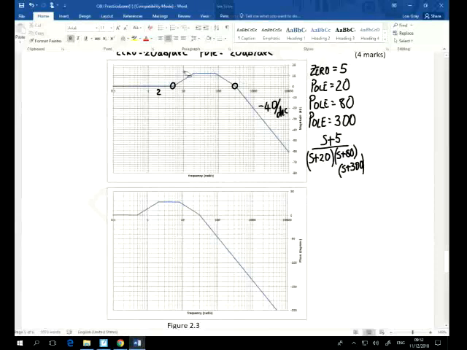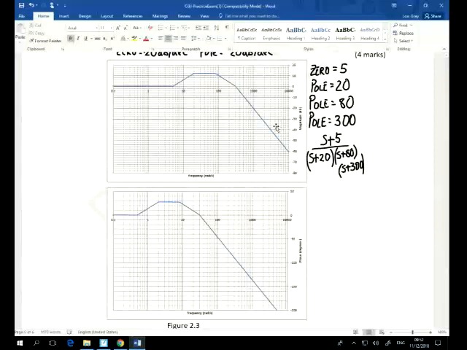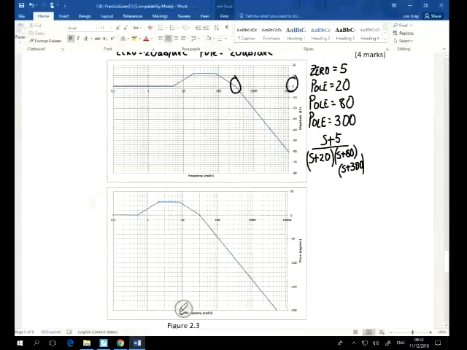Okay, so probably the first thing to do is, if you've got both plots on your question paper, just write on it. It's fine, it doesn't matter. Nobody's going to look at it anyway. So starting with the place where the gain crosses zero, it seems to be roundabout there, actually, looking at that. Yeah, so that ties in with that zero. So that's the first point.